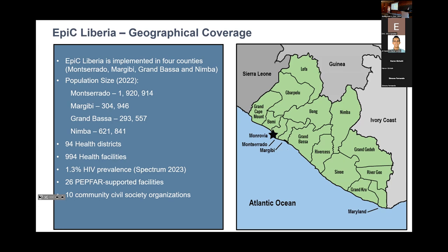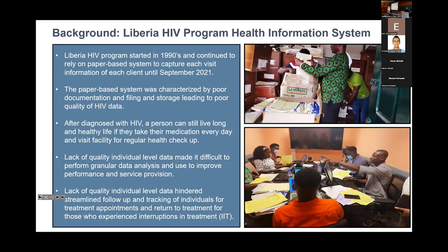Liberia has had a program since the 1990s, and there they used to rely on paper-based systems. As we all know, in the starting days, every country has the same problem, but they were using the paper-based system. And the paper-based system has lots of challenges, like poor documentation, filing and storage of the files, which led to poor quality of HIV data.